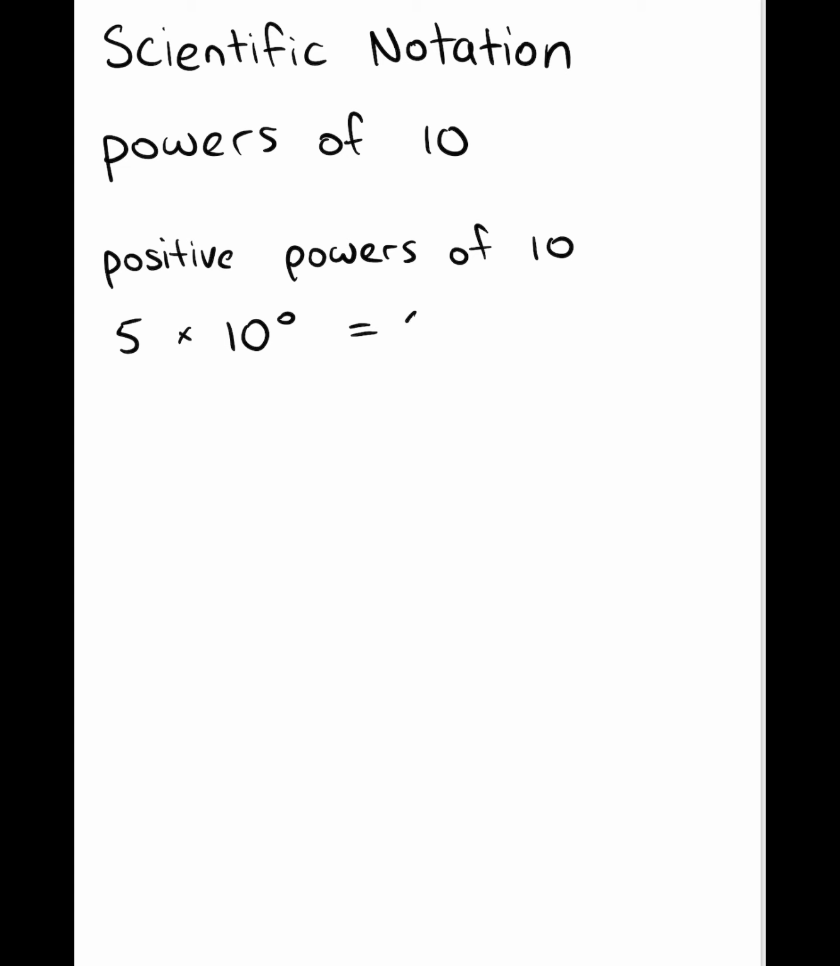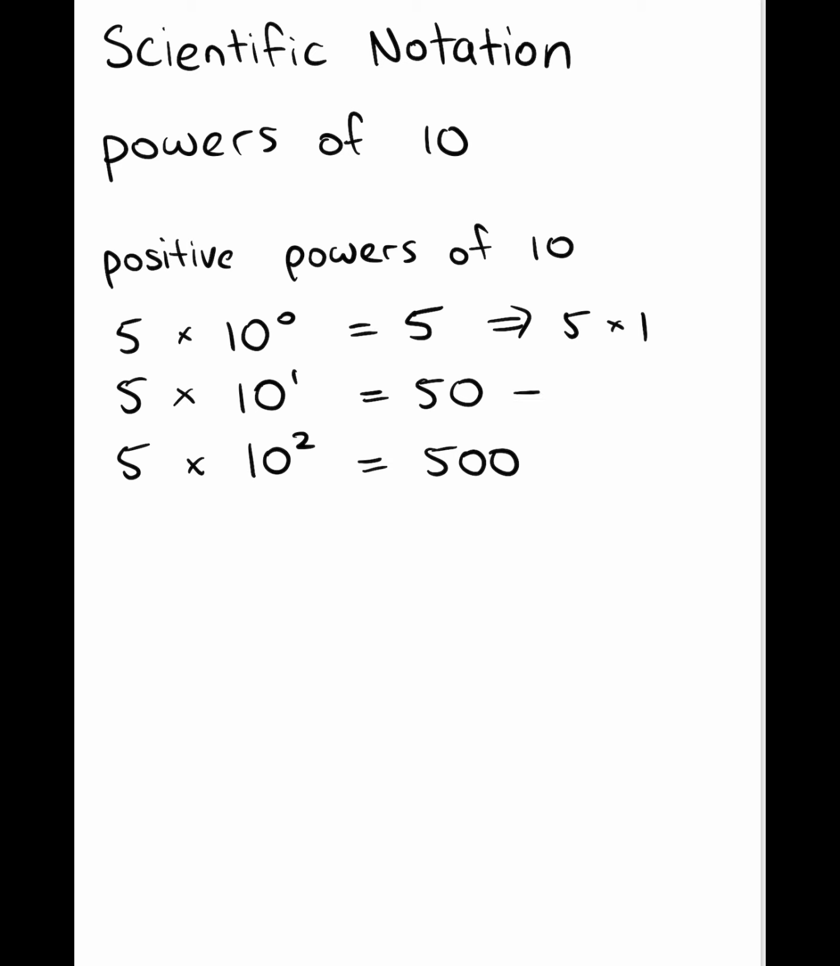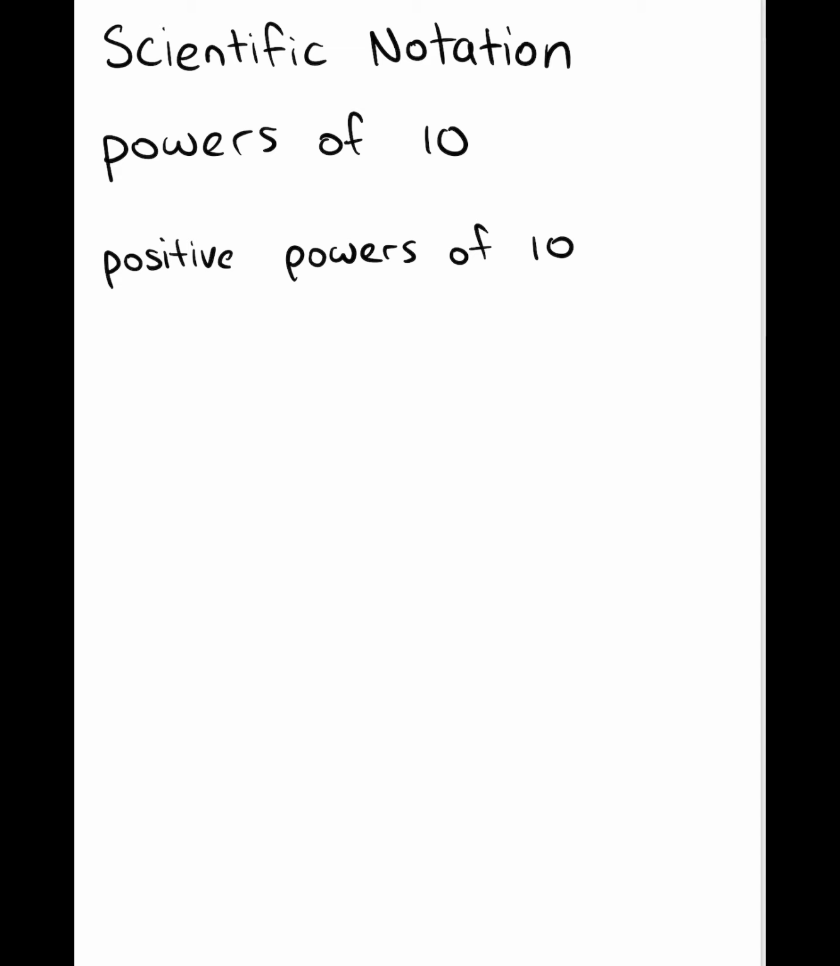So let's first deal with positive powers. Let's say we have 5 times 10 to the power of 0. Well, 10 to the power of 0 is the same as 1. So 5 times 10 to the power of 0 would be 5. 5 times 10 to the power of 1 would be 50. 5 times 10 to the power of 2 would be 500. And what this really means is 5 times 1, 5 times 10, 5 times 100, or 5 times 10 times 10. And so you can see that as we increase our positive index, we're increasing the value of our total. So this is all scientific notation is: expressing these values in terms of powers of 10, a factor of 10.